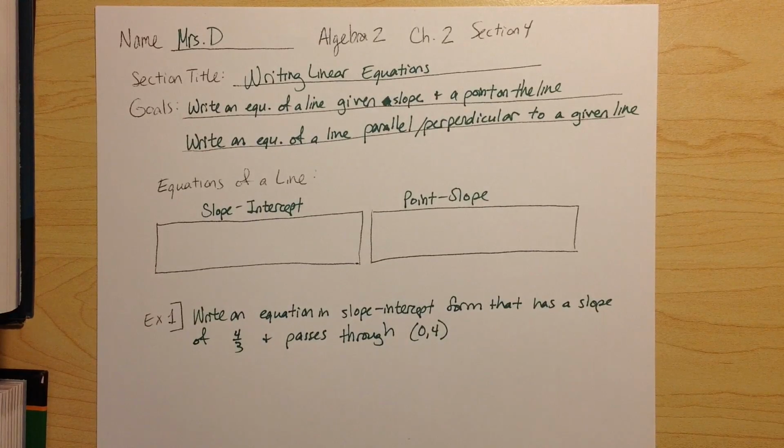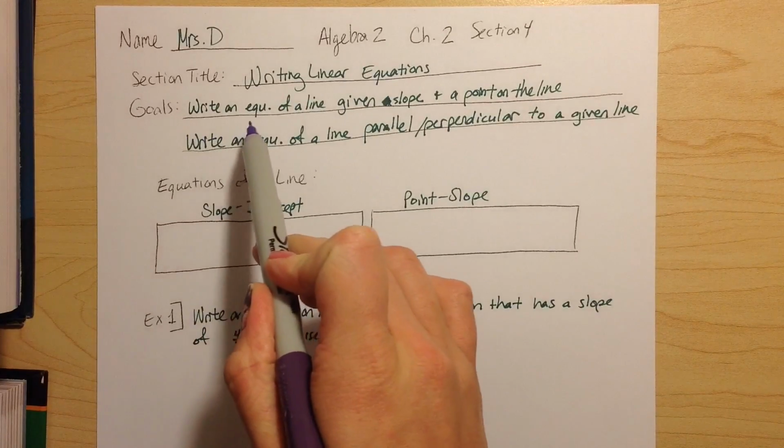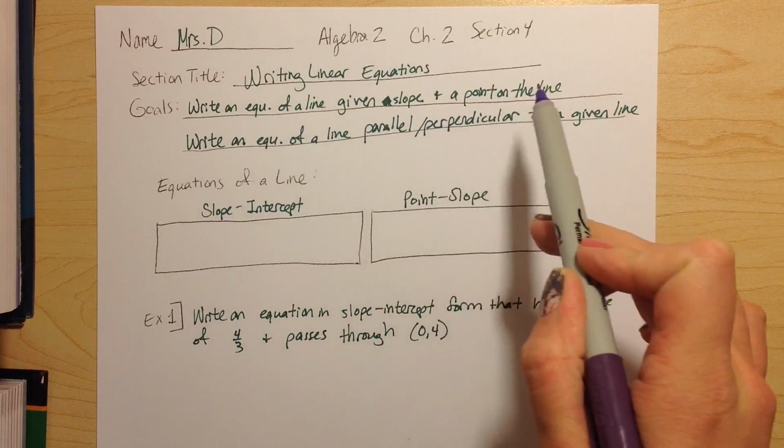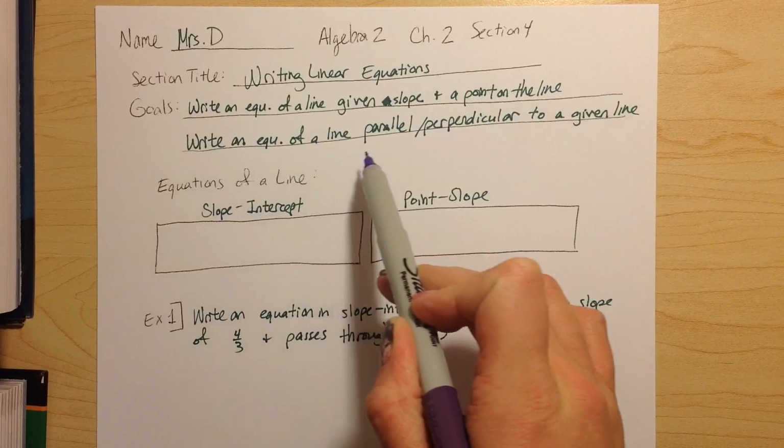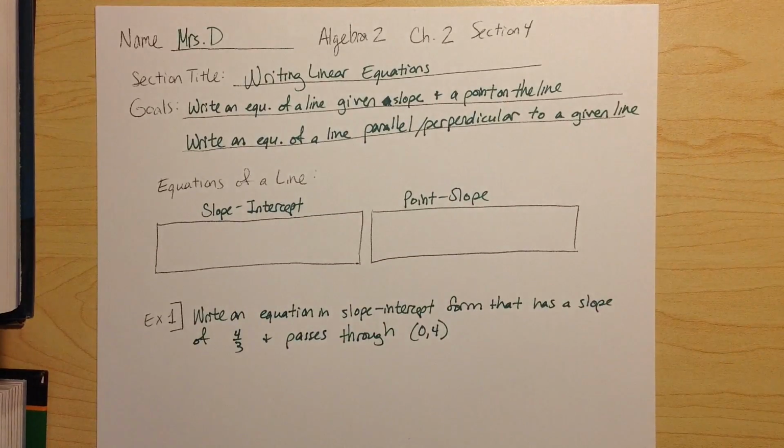Hello, Algebra 2. Today we're talking about Chapter 2, Section 4, which is all about writing linear equations. I'm hoping a lot of this is review, but let's get to it. Our goals today are to write an equation of a line given slope and a point on the line, and write an equation of a line parallel or perpendicular to a given line.